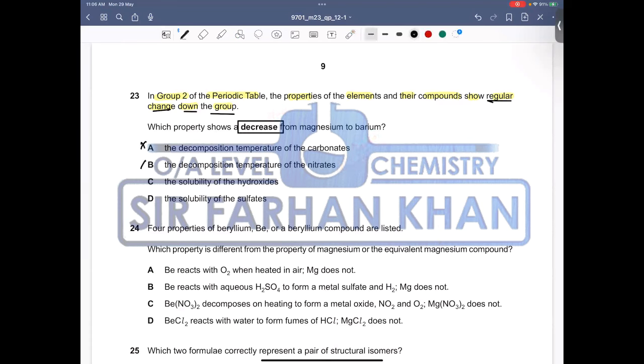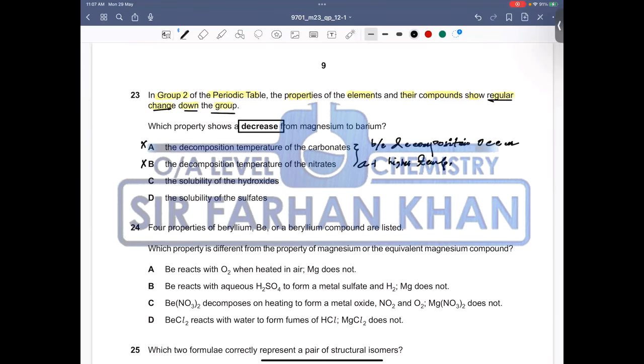Which means option A and option B are incorrect, because decomposition takes place at higher temperature. So thermal stability actually increases. The examiner is looking for decreases, which is why A and B are incorrect.